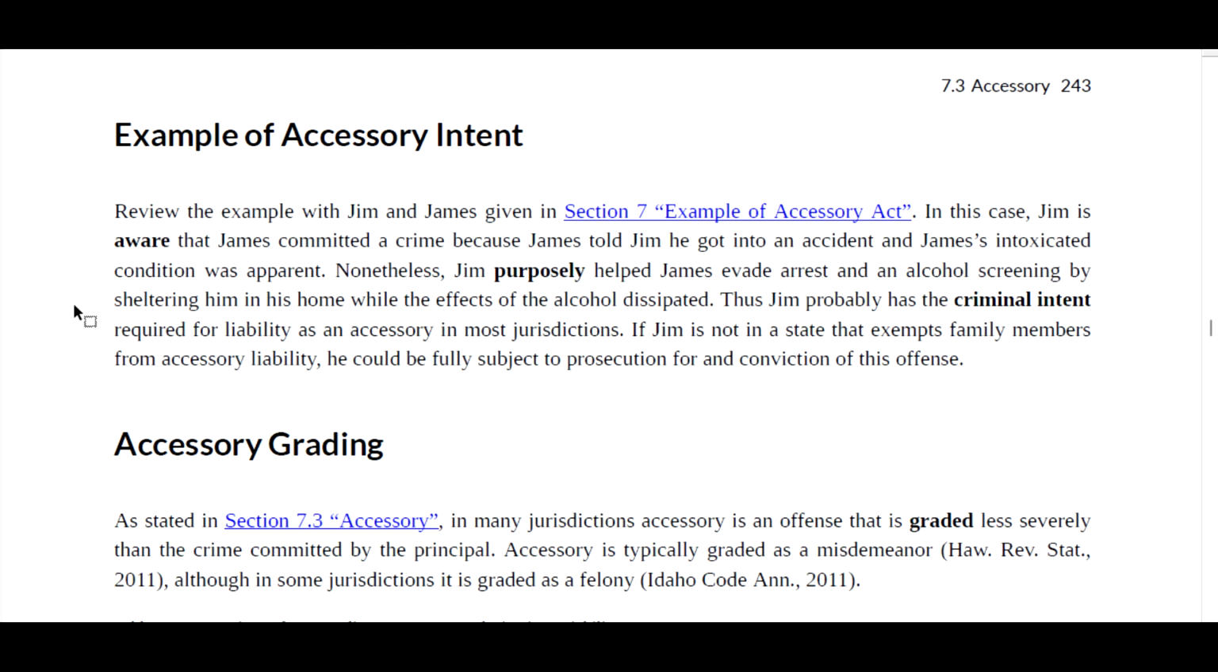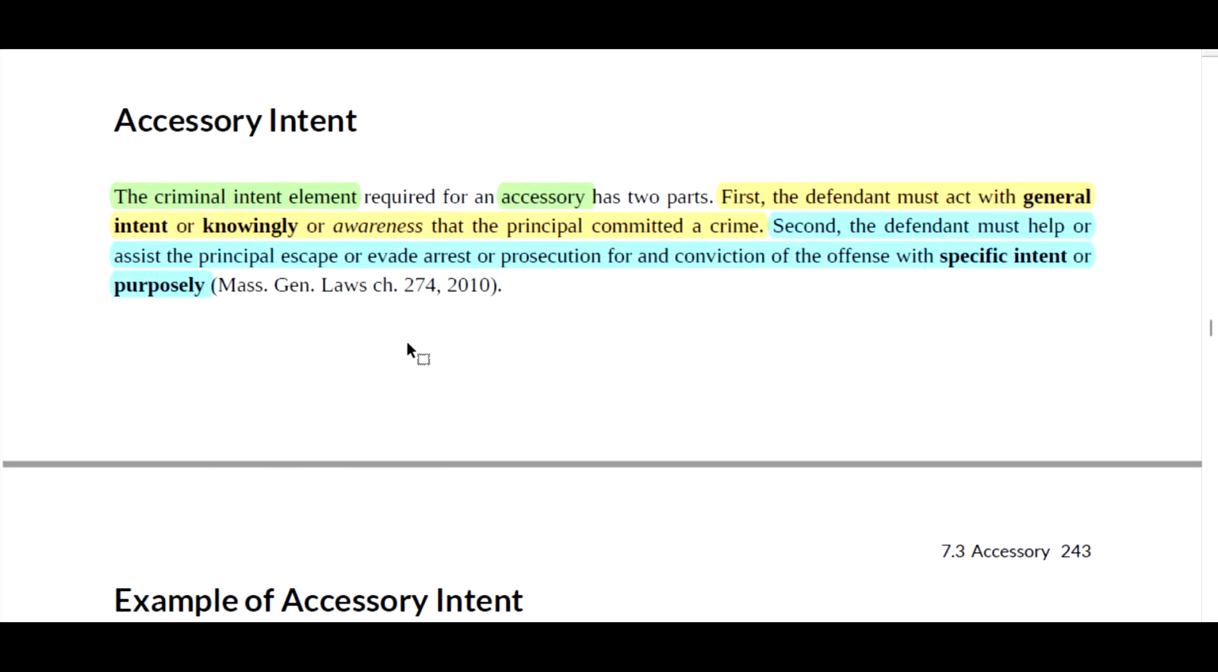So with our previous example, Jim is aware that James committed a crime because James told Jim he got into an accident and his intoxication was apparent. But Jim purposely helped James evade arrest and an alcohol screening. Thus, he probably has the criminal intent required for liability because he had a general knowledge that he committed a crime. He knowingly knew that, and he purposely helped him evade arrest or prosecution.